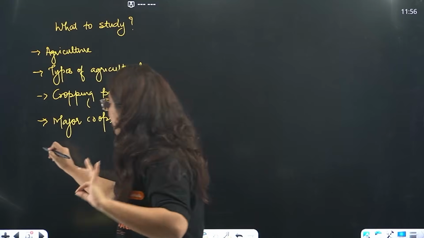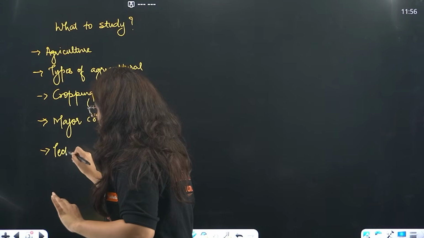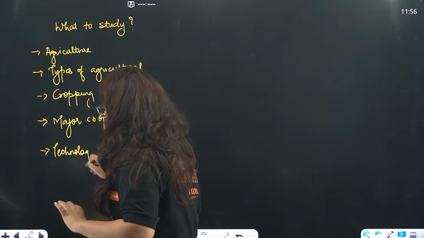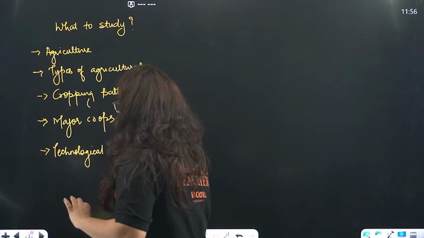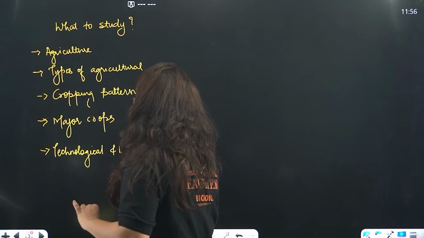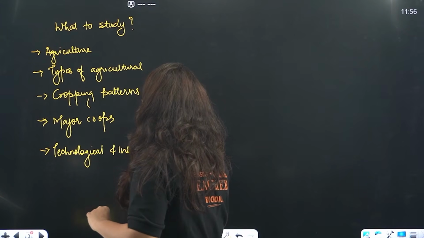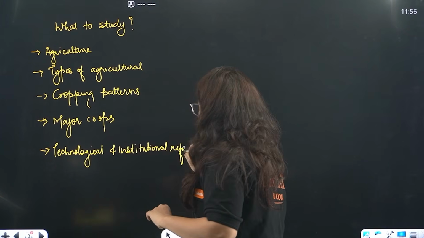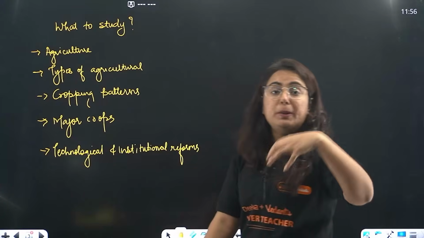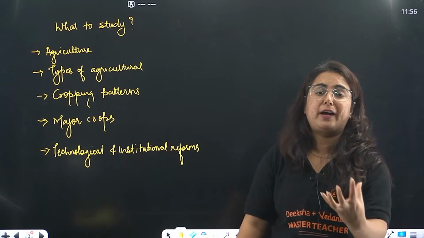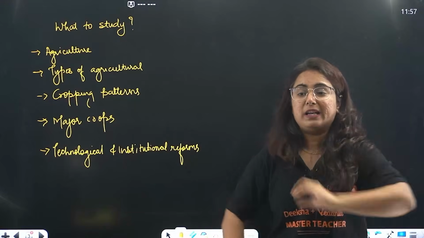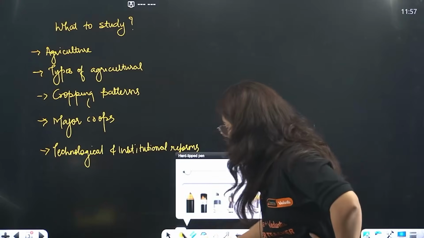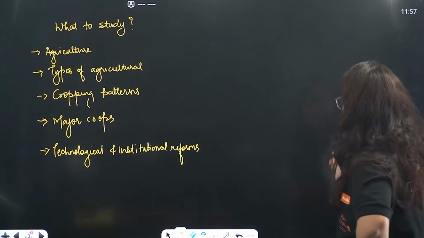At last, beta, there are certain technological and institutional reforms. Basically, these reforms are done by the government to improve the condition of agriculture in India or to make it profitable. Now coming towards how to study without wasting much of your time.